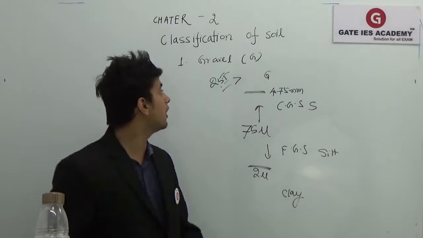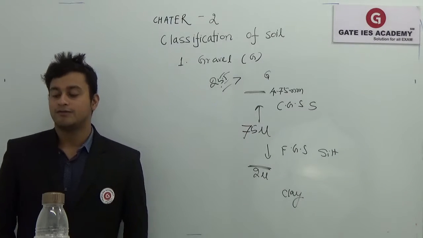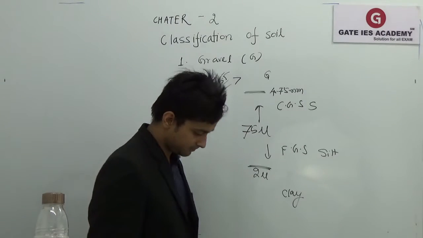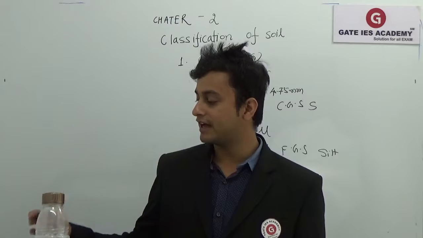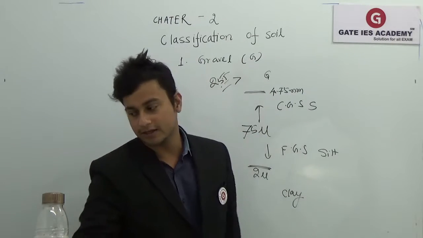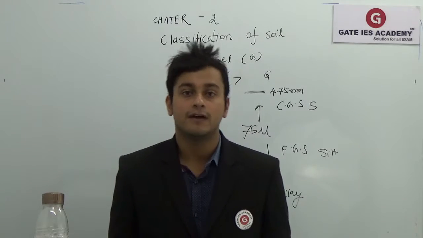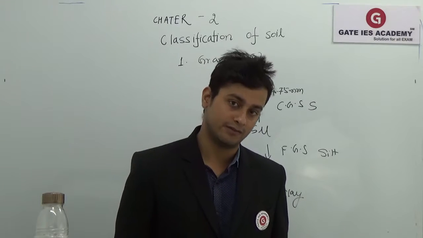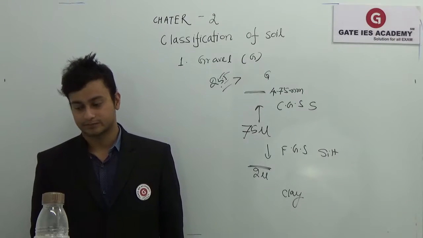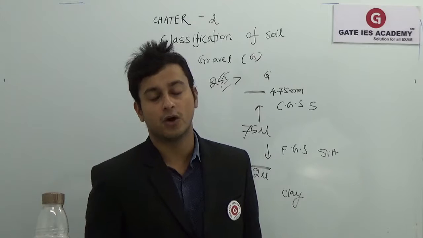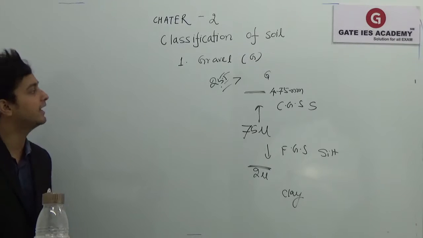So let's write down the definition of gravel first of all. Write down: if more than 50% of coarse fraction, in bracket write down greater than 75 micron, is retained on 4.75 mm sieve, the soil is designated as gravel. Okay, that is very important and easy to understand.